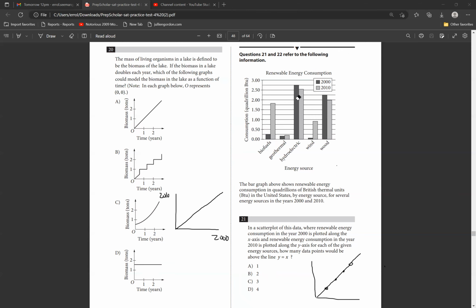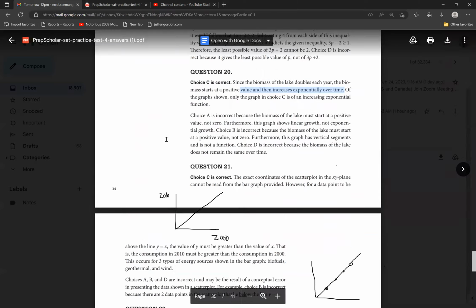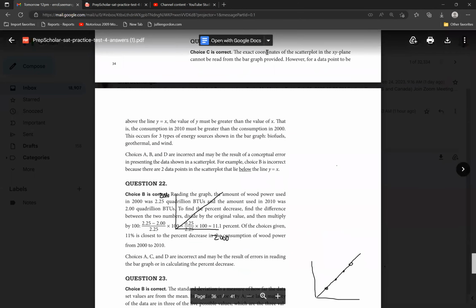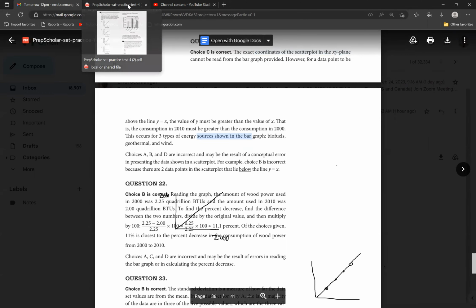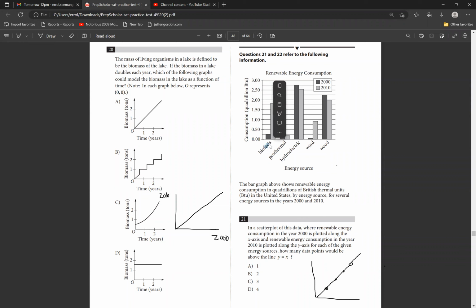Let's check that one. 21. C. The exact coordinates of the scatter plot in the XY cannot be read from the bar graph provided. However, for a data point to be above the diagonal line, the value of y must be greater than the value of x. That is, the consumption in 2010 must be greater than the consumption in 2000. This occurs for three types of energy sources shown in the bar graph: biofuels, geothermal, and wind. So they're saying the gray is bigger than the black.